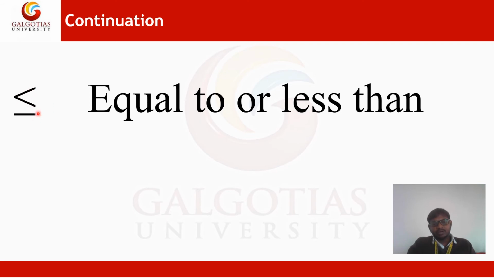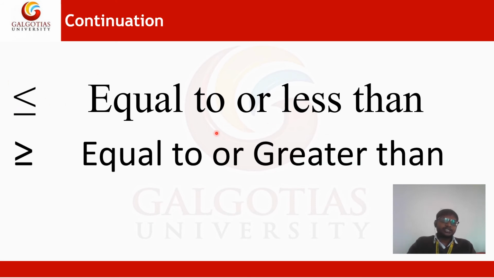Under the less than symbol, one line is there, like an equal line. That you can call less than or equal to. Next, you can see the greater than symbol, and one line is there, that is greater than or equal to. Okay, equal to or greater than. This is the meaning of both these symbols.